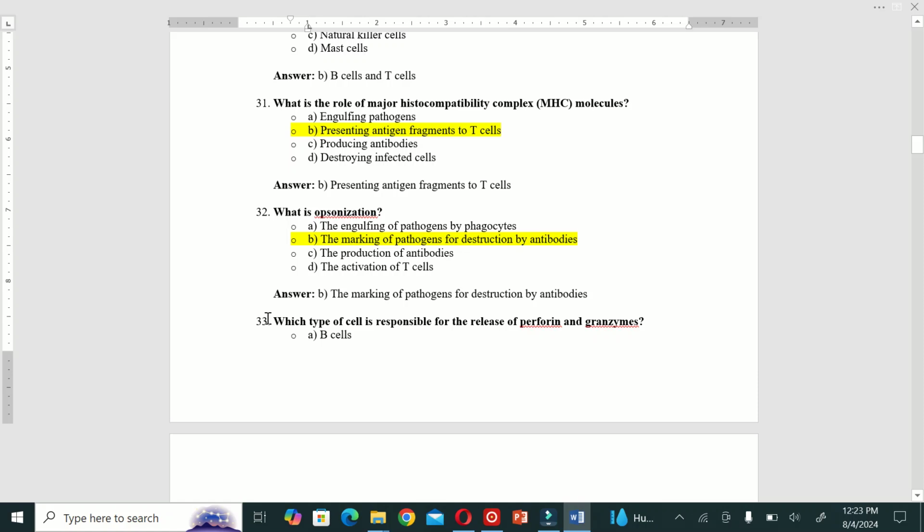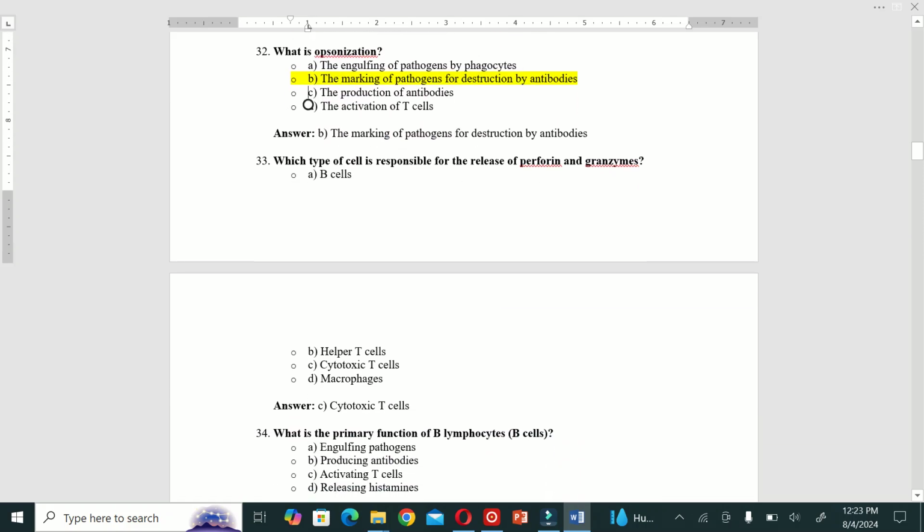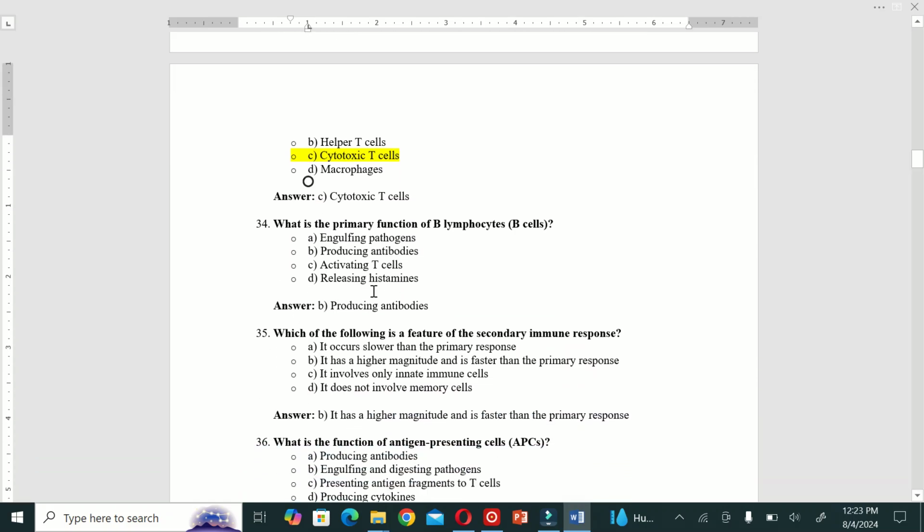The next MCQ is: which type of cell is responsible for the release of perforin and granzymes? A. B cells. B. Helper T cells. C. Cytotoxic T cells. And D. Macrophages. So the correct option is C. Cytotoxic T cells.